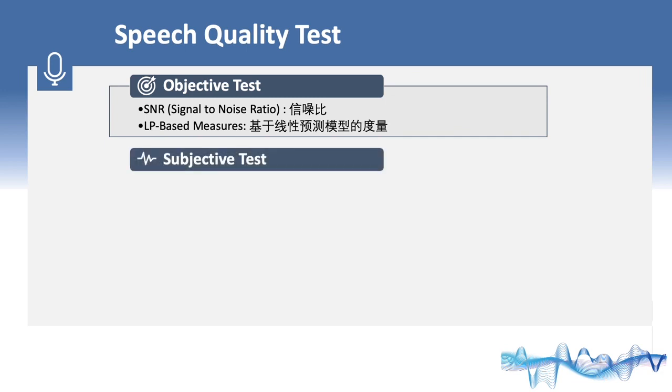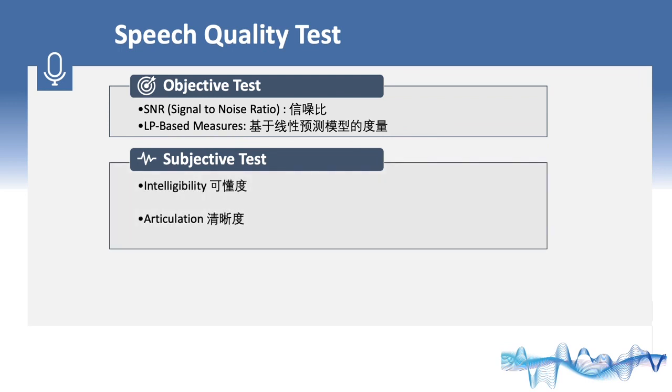Subjective quality can be described as speech intelligibility and speech articulation. Intelligibility means knowing the approximate meaning of a sentence, while articulation means that every word and every sound can be heard clearly. Articulation has higher requirements than intelligibility.